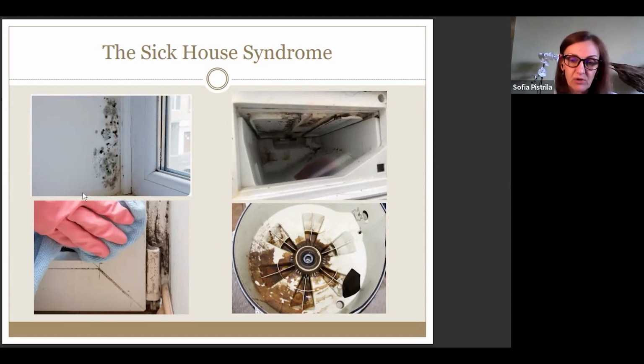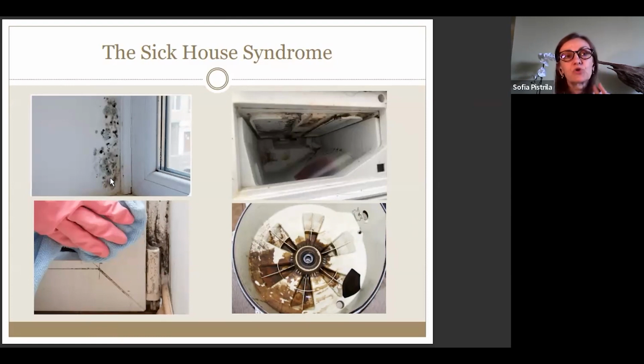This is some pictures only of mold. This is, by the way, an open washer, an open laundry machine. Also near the windows, usually wherever there is infiltration near the frames of the doors and so on, where water seeps into the wall practically.